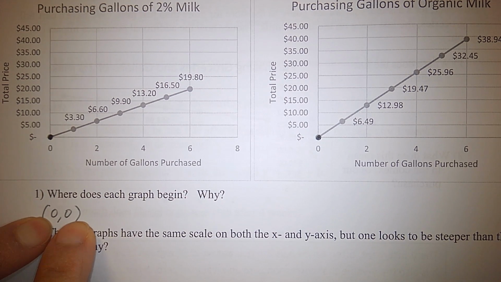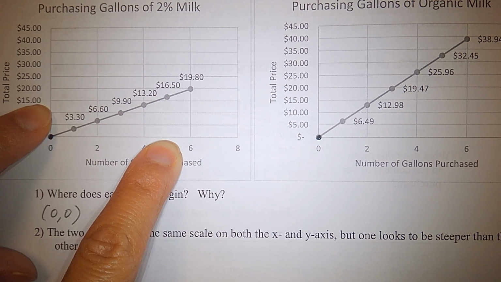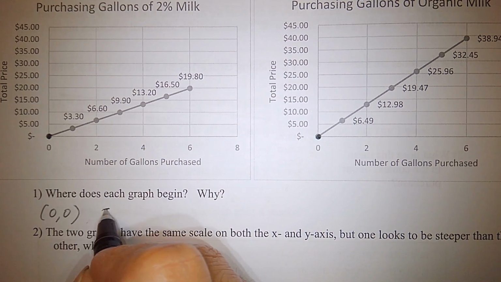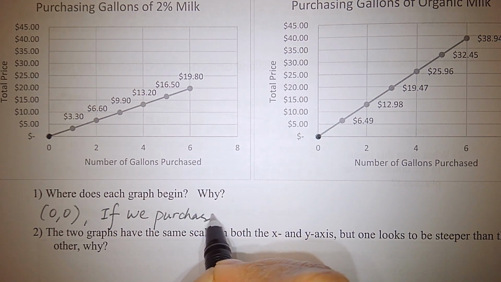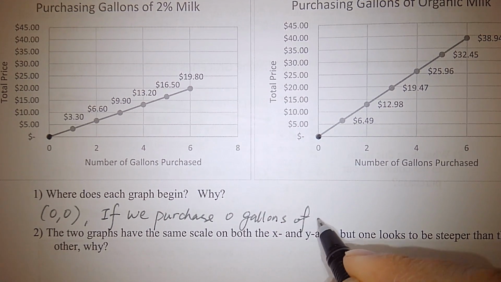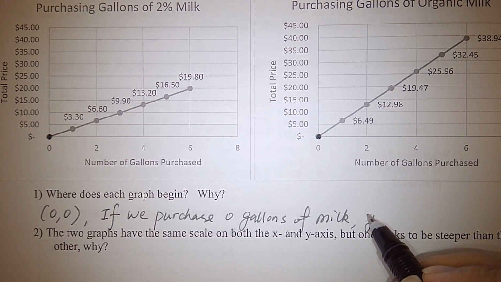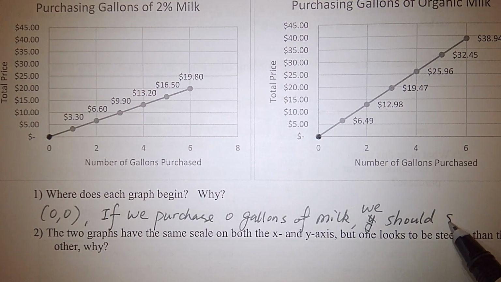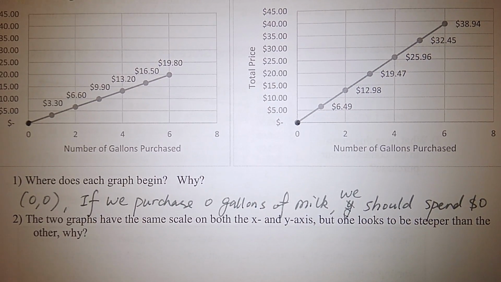What does the 0, 0 mean? It means, if we're not buying any gallons of milk, do we have to pay? No. So the meaning is if we purchase 0 gallon of milk, we should spend $0. Makes sense, right? We don't buy and we don't have to pay, right?